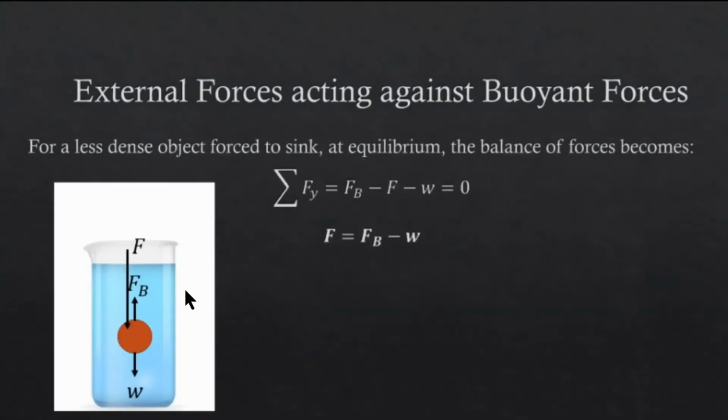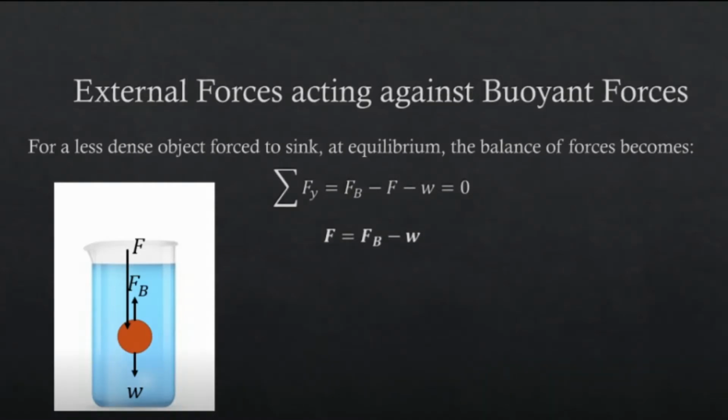We can use that to prepare this new force balance, that is the summation of all forces acting in the vertical direction is equal to the buoyant force minus the force needed to keep the object fully submerged minus the weight of the object, that's equal to 0. Rearranging this equation, we get the external force applied is equal to the buoyant force minus the weight of the object. We can examine two cases under this equation.